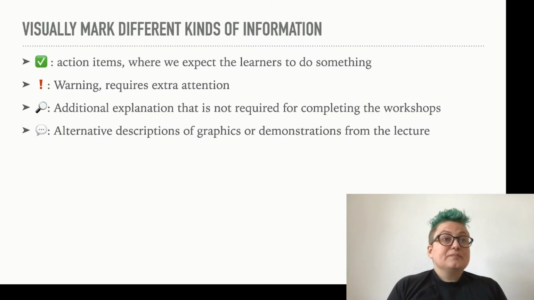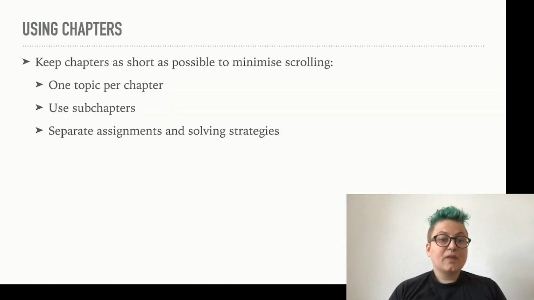I can see with the exclamation mark where I have to pay extra attention. I have the choice to omit additional explanations if I don't want a deeper understanding of something by omitting the magnification glass. To keep chapters as short as possible to minimize scrolling, stick to one topic per chapter. Use subchapters and separate assignments from solving strategies.